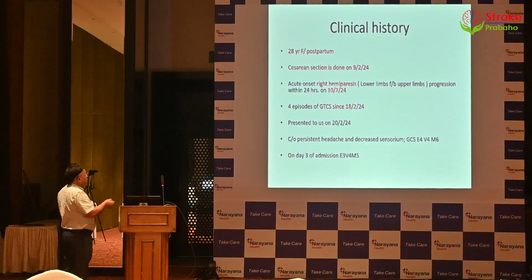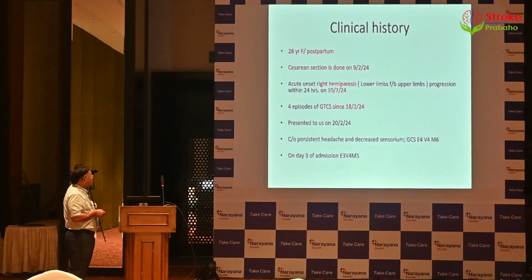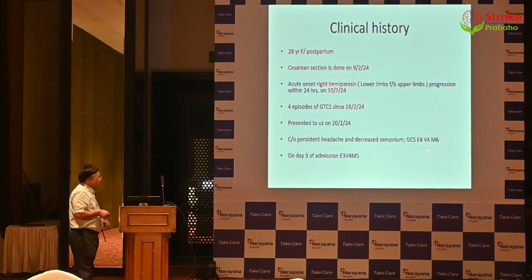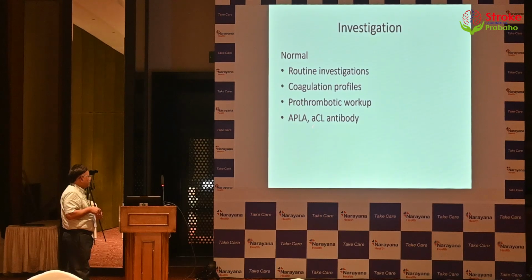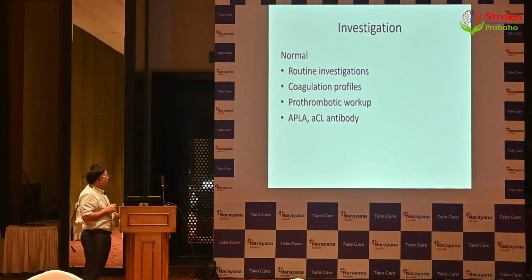So, a 28-year-old female, postpartum, cesarean section on 9th February. She had a right hemiparesis, lower limb followed by upper limb within 24 hours. Then after 7-8 days, she had generalized tonic-clonic seizures, and she presented to us on 20th. She has persistent headache and decreased sensation, and GCS was E4, V4, M6. On day 3 of the admission, the GCS further deteriorated. All routine investigations, coagulation profile, prothrombotic workup, APLA, and ACL antibody were negative.